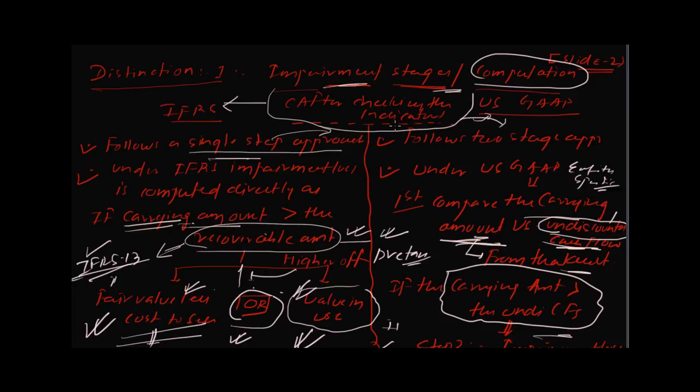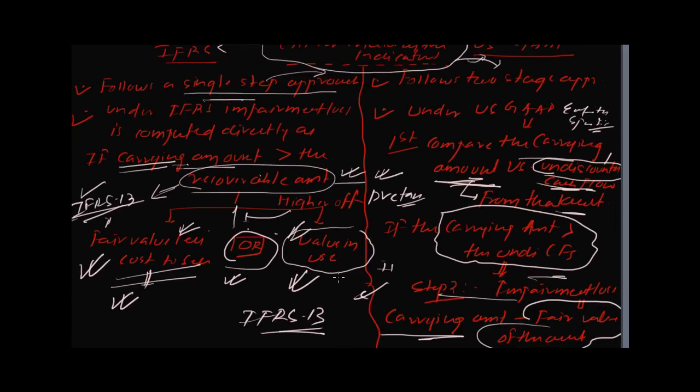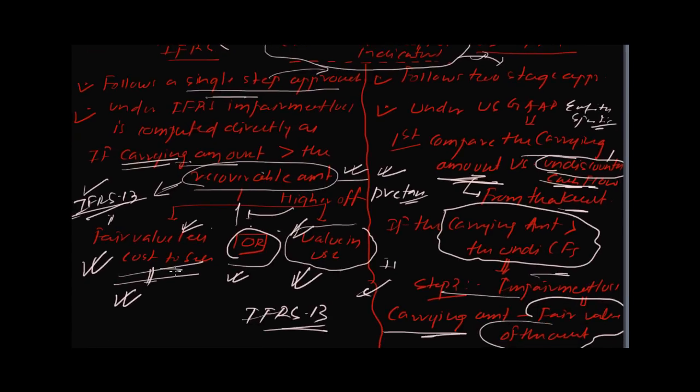Then in case of US GAAP, the first thing the entity needs to do is to compare the carrying amount with the undiscounted cash flow. If the carrying amount is more than the undiscounted cash flow, then the entity is required to impair, and the impairment amount would be calculated as the difference between the carrying amount and the fair value of the asset. Here it is fair value less cost to sell, here it is fair value. Simple fair value of the assets.